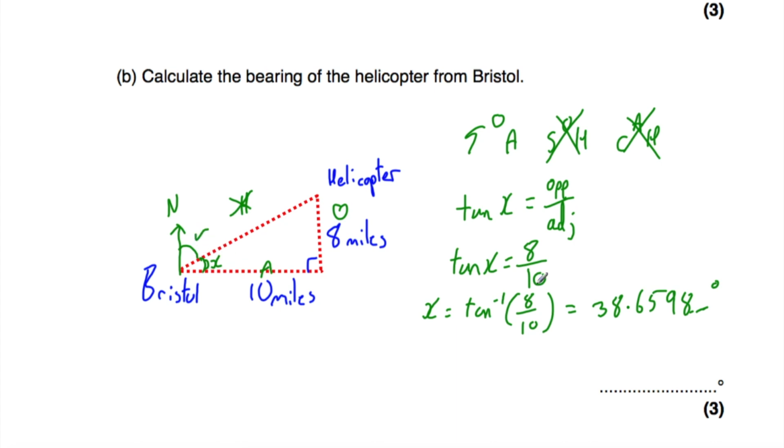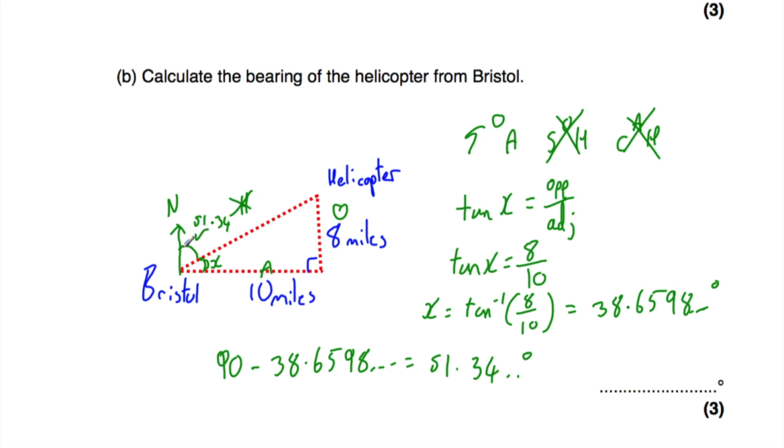So we're going to need to take 38.65 and so on away from 90, and that gives the size of this angle. So 90 subtract 38.6598 and so on is equal to, so 90 subtract answer, that's equal to 51.34 and so on degrees. So that means that this angle is 51.34 degrees. So I'm actually just going to write that in, 51.34 degrees. So that means that this angle is 51.34.